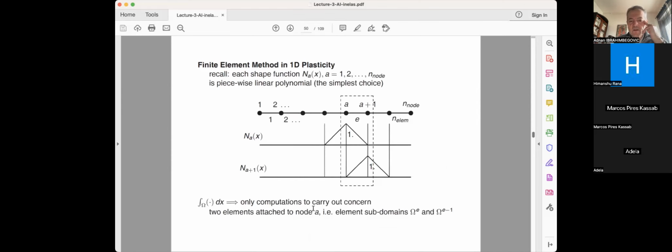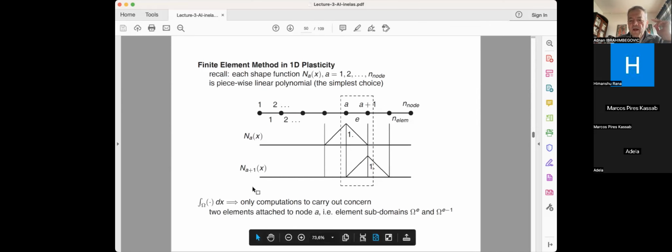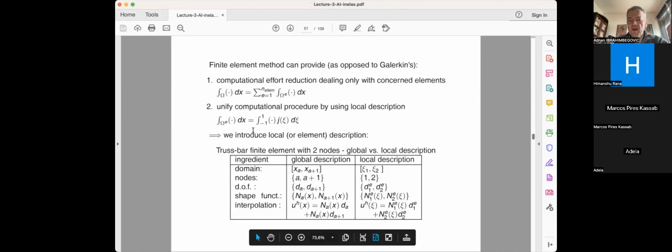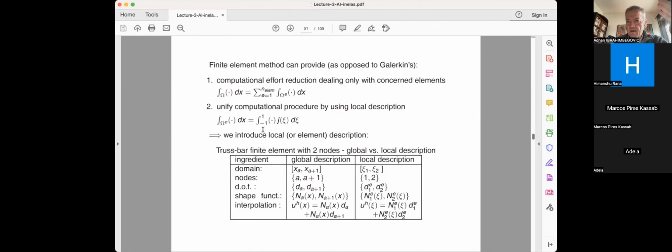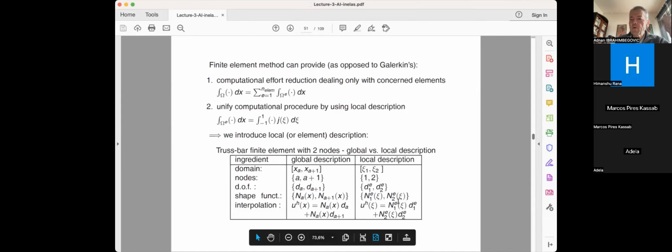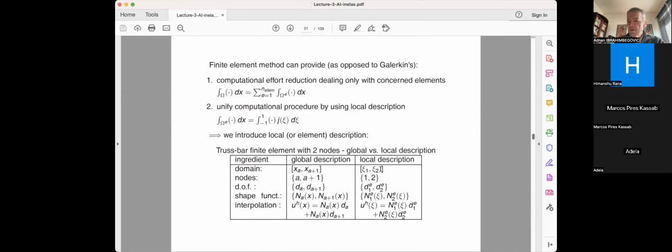So basically, the idea goes as follows. I take the whole domain omega, I split it into subdomains omega e, and then I integrate this over a particular subdomain one by one for the same, let's say, family of these elements. And this goes from -1 to 1 if I go to this truss bar. So I have a global point of view and I have a local point of view that is exactly the same as elasticity. So for example, a typical element of truss bar with 2 nodes goes in the global point of view from xA to xA plus 1. Here it goes from xi1 to xi2, xi1 is always -1, xi2 is always +1.